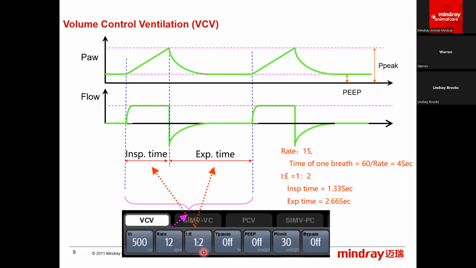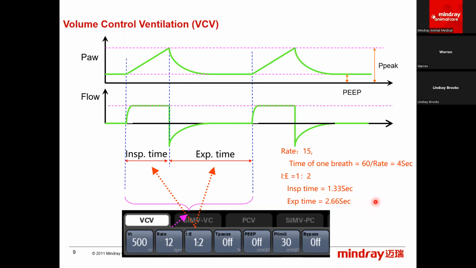Depending on how we adjust this I to E ratio, this inspiratory time compared to expiratory time ratio, that will determine how much of the time the patient is breathing in versus breathing out. Now with an I to E ratio of 1 to 2 at a rate of 15, each breath is 4 seconds, 1 part versus 2 parts. You'll have an inspiratory time of 1 1/3 seconds and an expiratory time of 2 2/3 seconds.